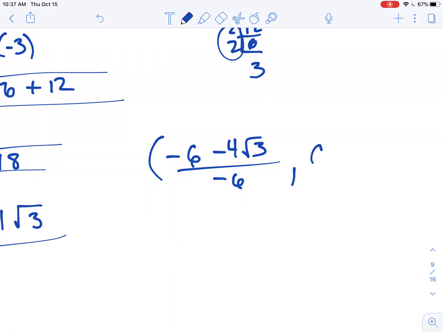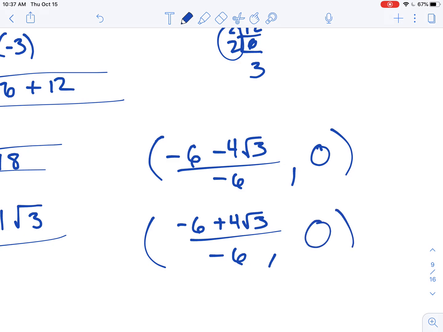And I should point out, actually, these are what these x-intercepts would look like: negative 6 minus 4 times the square root of 3 over negative 6, and negative 6 plus 4 times the square root of 3 over negative 6, and then 0. Because my y value is 0, these are both x-intercepts. So go ahead and plug these values in on your calculator. I'm going to do so now.